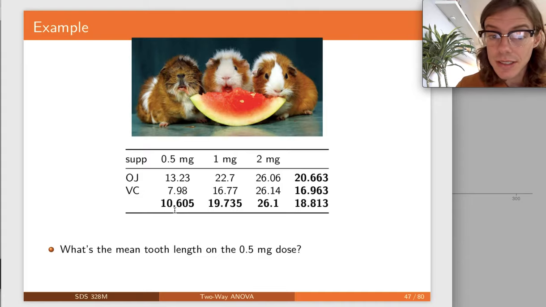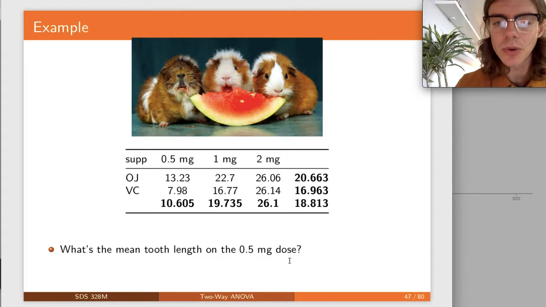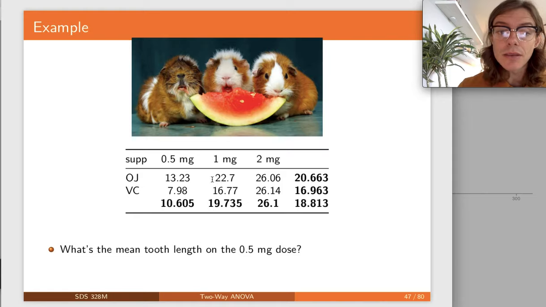And the dosage effect is still there, right? The average for the 0.5 milligrams is about 11. The average for the 1 milligram is about 20. Whoa. And then the average for the 2 milligrams is like 26. So that's what we did earlier when we did that ANOVA. We said, hey, are these means significantly different? Are the dosage means significantly different? We found that they were, right? But now we have these cell means.